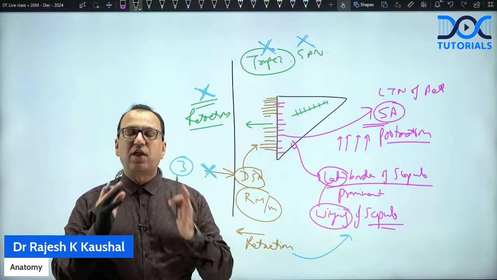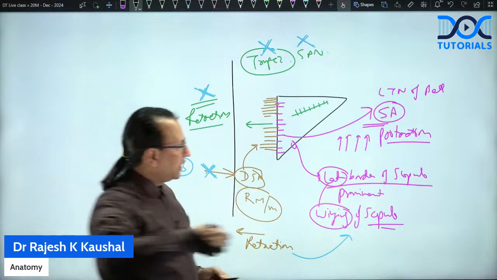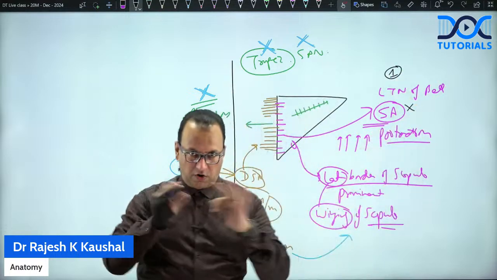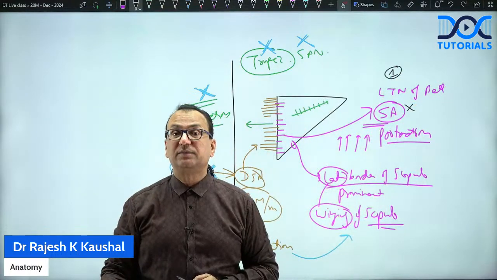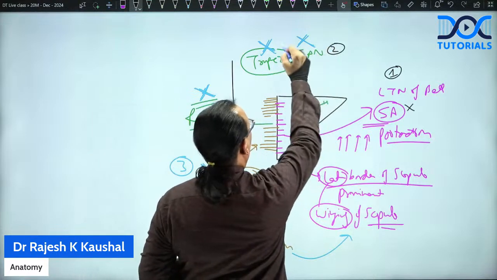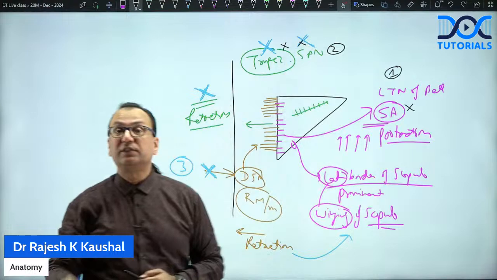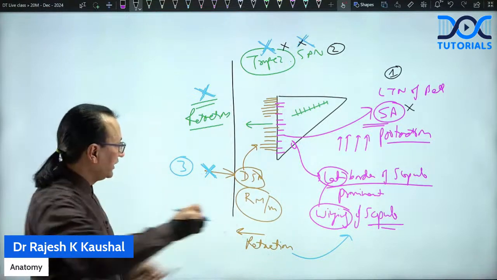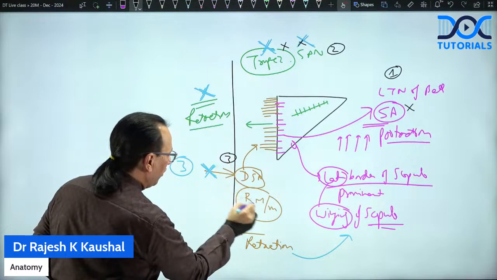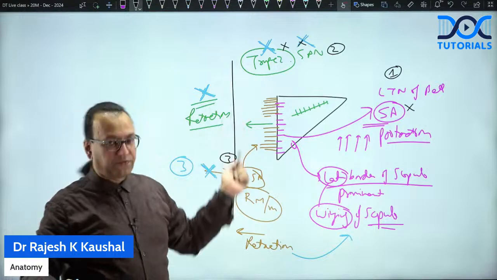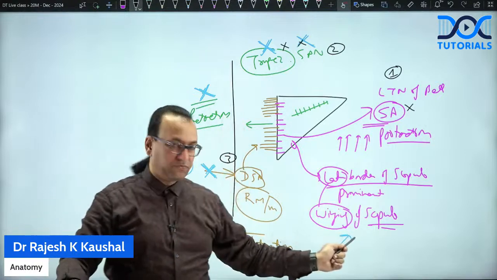Examiner is asking winging of scapula, what is my answer? Your answer is long thoracic nerve of Bell, serratus anterior gone. No, sir, not given. What is the second answer? Second answer, spinal accessory nerve and trapezius. Sir, not given. What is the third answer? Third answer is dorsal scapular nerve, rhomboid major and minor. These will result in loss of retraction and lateral winging of scapula.